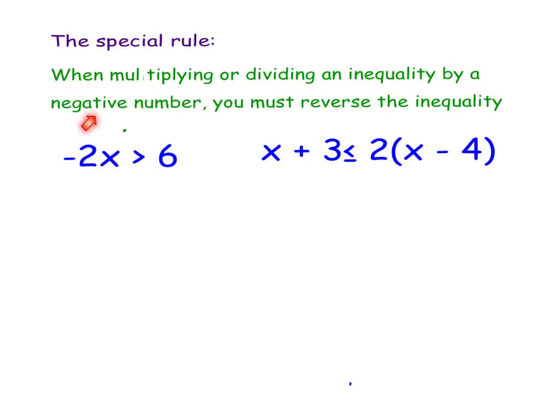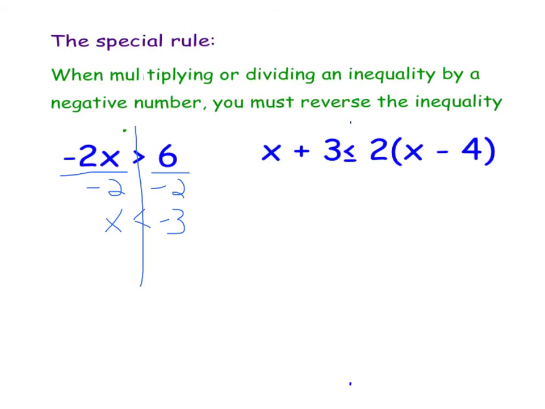So let's try a few examples. I'm going to separate my sides. It is multiplied by a negative 2, so I have to divide by a negative 2. So x is on one side, negative 3 is on the other, and because I divided by a negative number, I have to reverse my symbol. So x is any number that is less than negative 3.